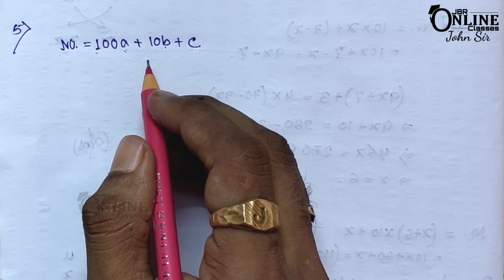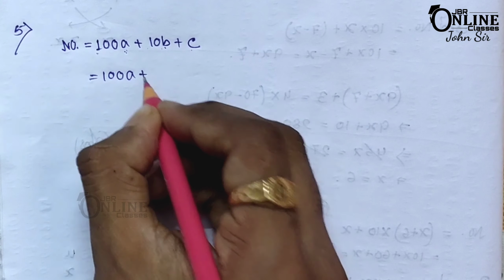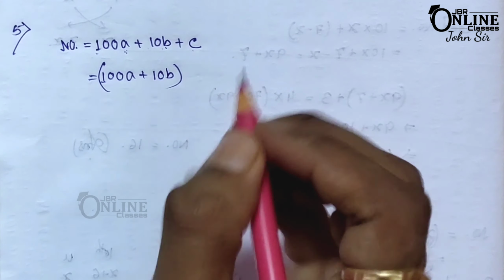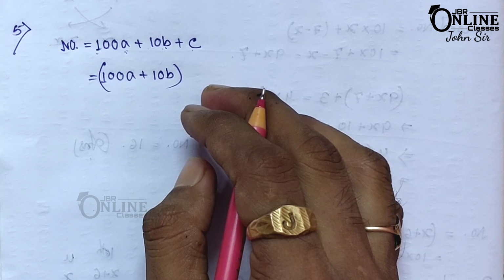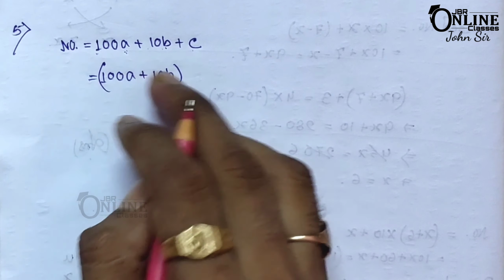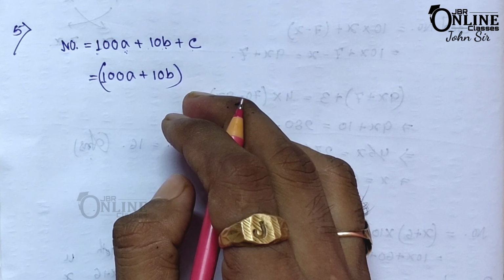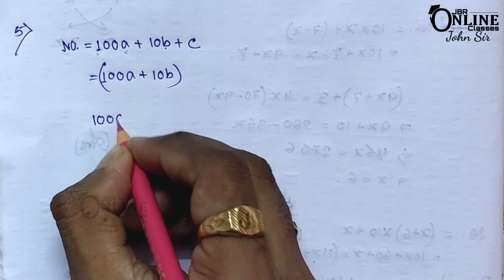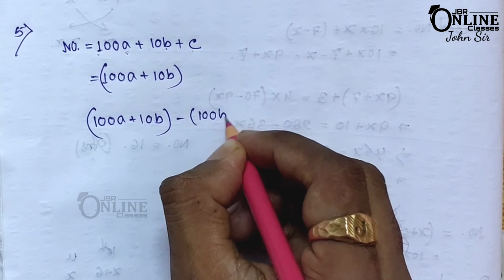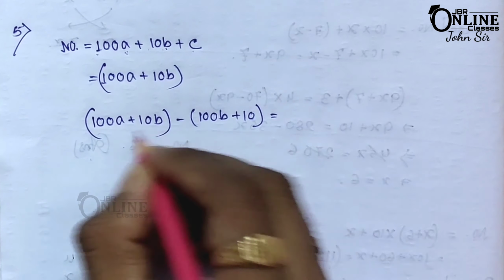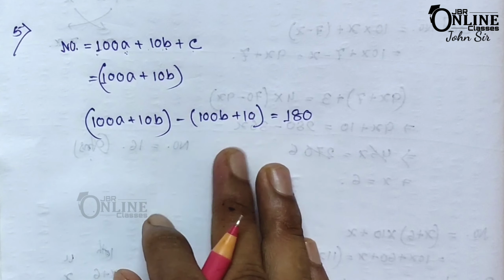Now the right hand digit being 0, that means C is 0. Okay, so now the number will be 100A plus 10B, as C equal to 0 because the right hand digit of the number is 0. If the left hand and the middle digit be interchanged, the number is diminished by 180. So the previous number is 100A plus 10B, and if it is reversed, it will be 100B plus 10A, and the condition is diminished by 180. So that is the first condition.